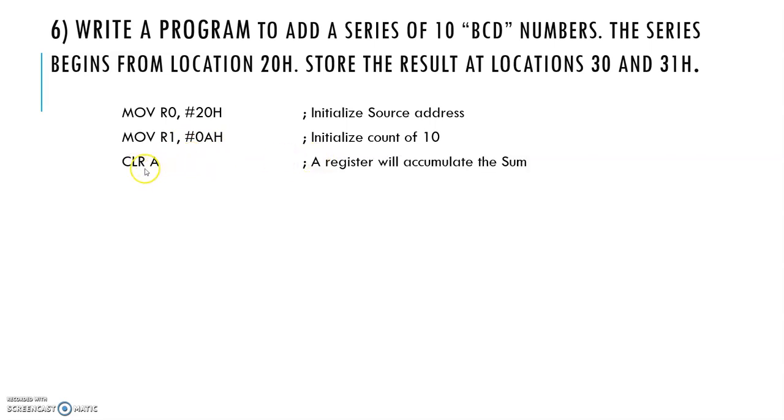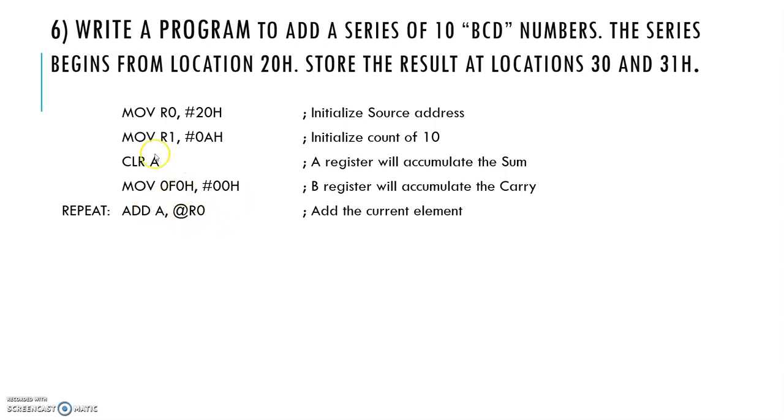So next we need to clear the accumulator register, so that the sum accumulates in the accumulator register. Clear it, and we will use the B register to hold the carry. So B register, the address of B register is F0, you can give B register, or you can give 0F0 as the address of B register. It's also cleared.